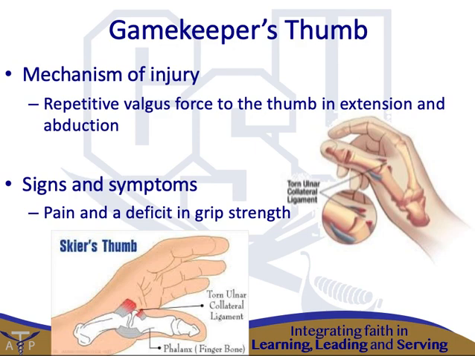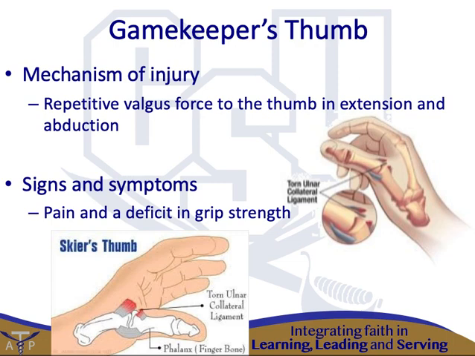when it is in extension and abduction. This repetitive force is placed on the thumb as it is in a position furthest away from that second finger or pointer finger. So this creates an L appearance with the second finger, especially when a skier falls or when somebody falls on a pole and their thumb is pushed with a valgus force causing the injury.